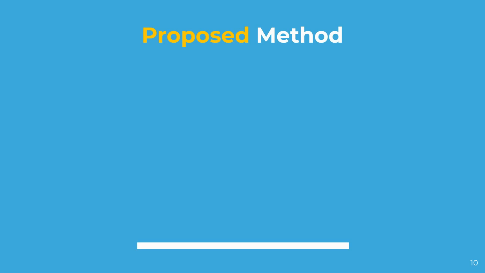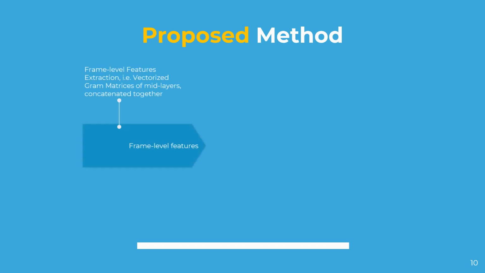Here we introduce the proposed method, and our method includes three steps. The first step is getting frame level features. In this step, we extract feature maps from mid layers of a CNN, for example VGG19, and then we get gram matrices from those feature maps. By vectorizing the gram matrices, we have a frame level feature.